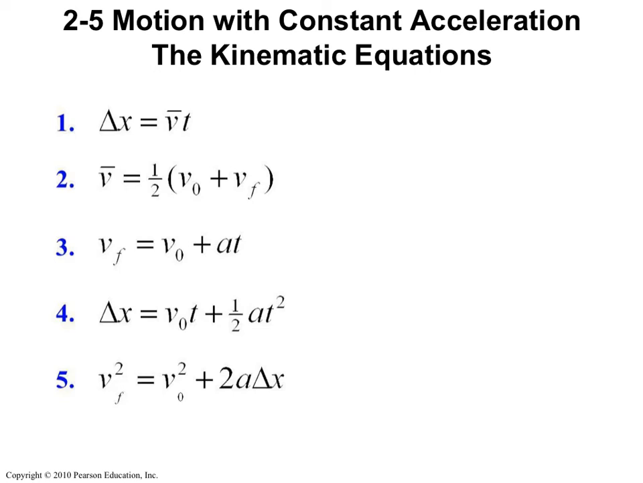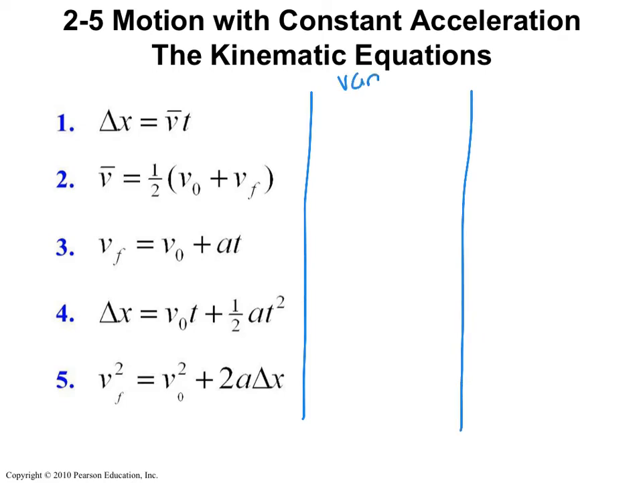There's 5 total, and actually 3 of these we've already talked about. I'm going to break this up into a couple of different columns. First, we're going to talk about the variables that we have and what we don't have. This is going to help us figure out what equation we need to use. The first one is delta x equals v times t. This is just our velocity equation written in a different way. The variables we have in this one are x, v, and t. We do not have acceleration or initial and final velocity.